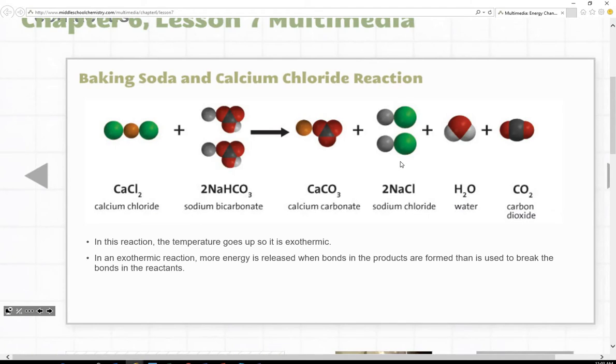This one is one we did in lab. This is where we did that calcium chloride and the sodium bicarbonate water. This is the one we did where I told you to make sure you put the lid on this because it's hygroscopic. It pulls water from the air. Okay, we actually made calcium carbonate and sodium chloride and water and carbon dioxide.